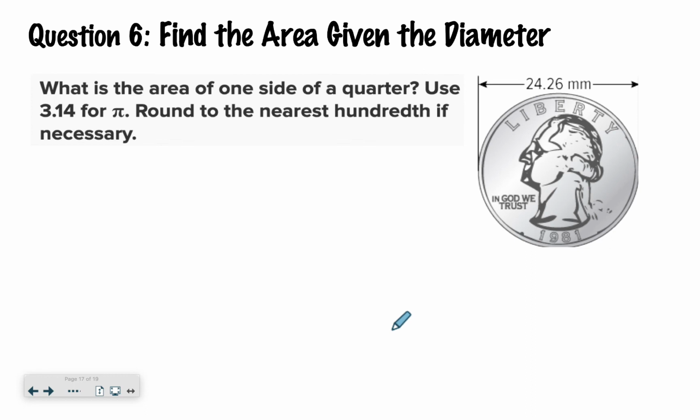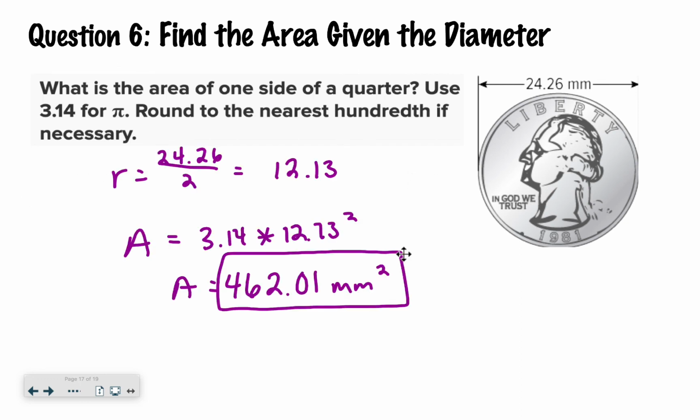What is the area of one side of a quarter? Use 3.14 for pi, round to the nearest hundredth if necessary. So we have a diameter of 24.26 millimeters. Good luck.